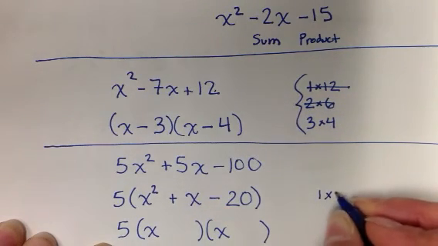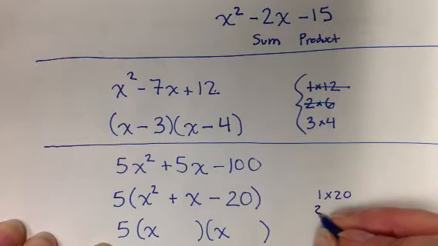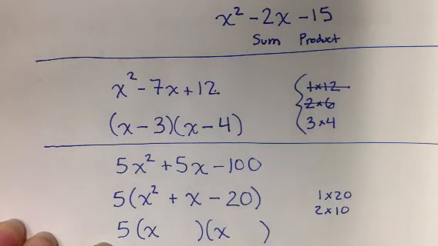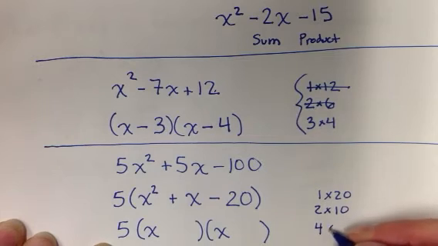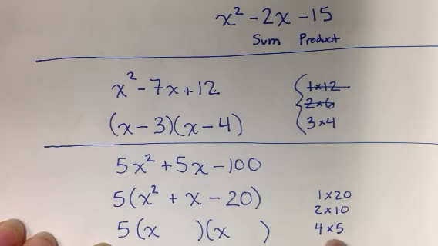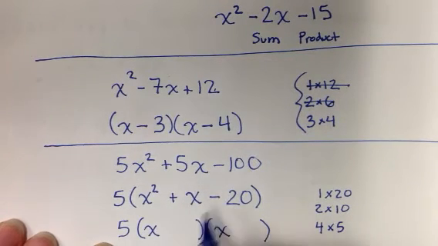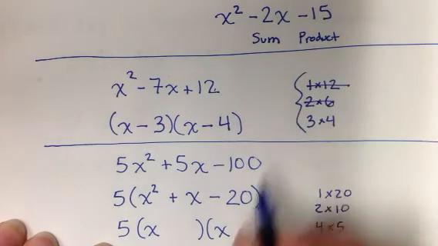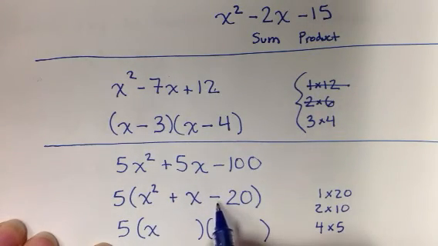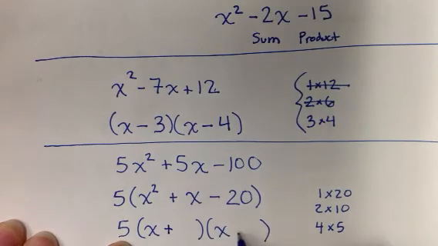So 1 times 20, 2 times 10, 3 does not work, 4 times 5, and now the next would be 5, so I'm finished here. Okay, my signs are what I want to decide first. If I multiply to get a negative number, there's only one thing this could be. One of them is positive and one is negative. It does not matter if you put the negative here or the negative here. It does not matter. Okay?